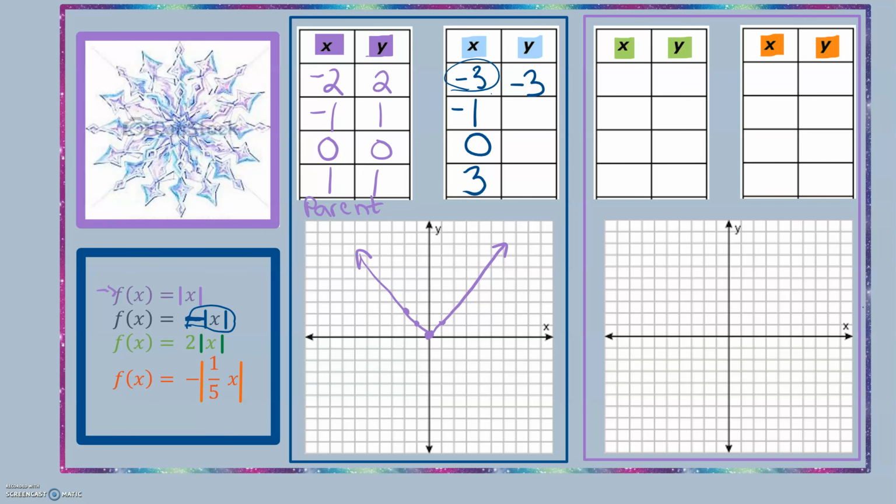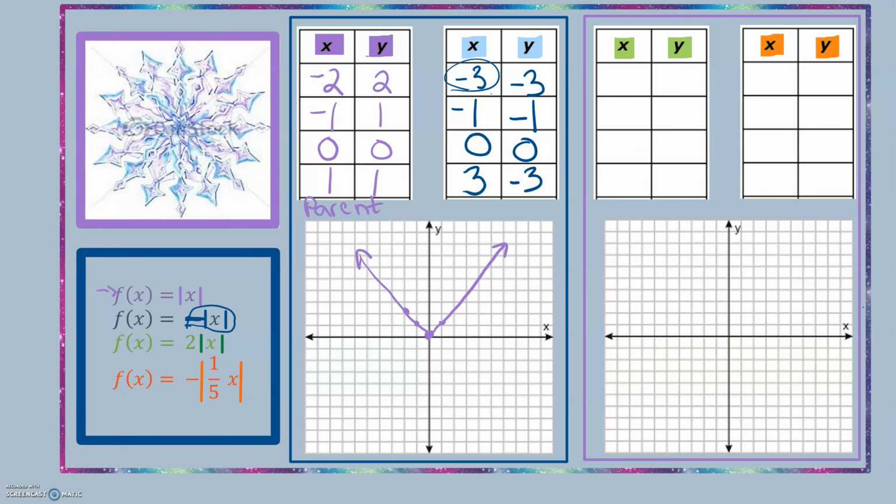Okay, so again, I'm going to take -1. The absolute value of -1 is +1 times that negative on the outside. I end up with a -1. 0, of course, is 0. The absolute value of 3 is 3. It's already positive. Times that negative.